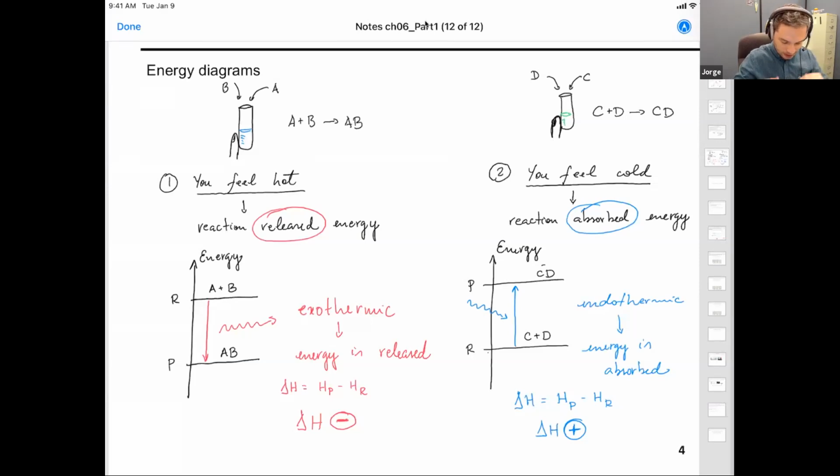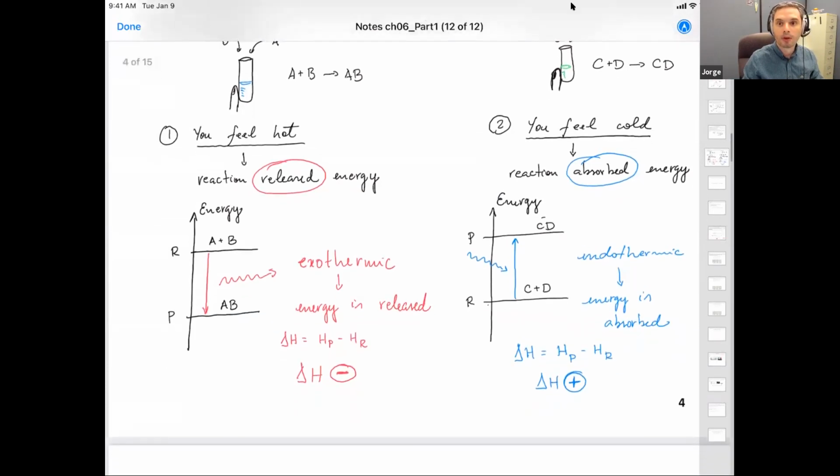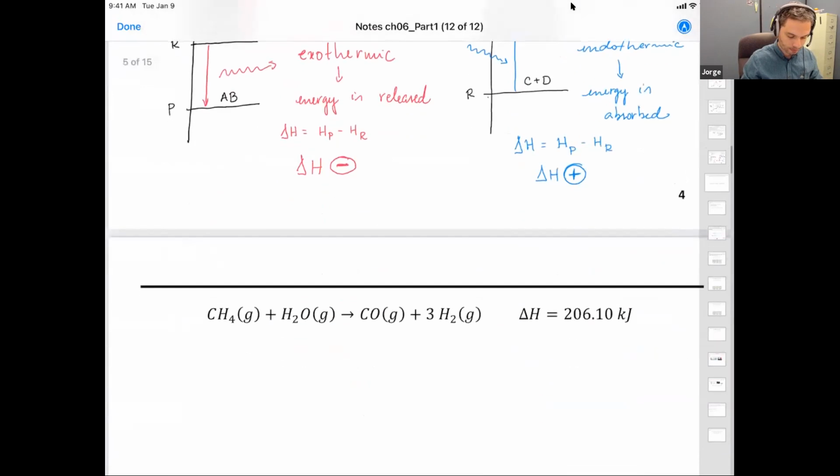Okay, this is a very important point that you have to understand. You have to have the concept clear. Okay, let's move on here.